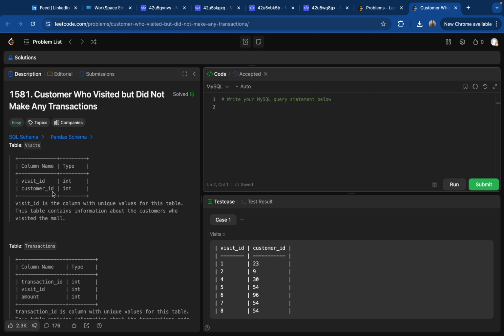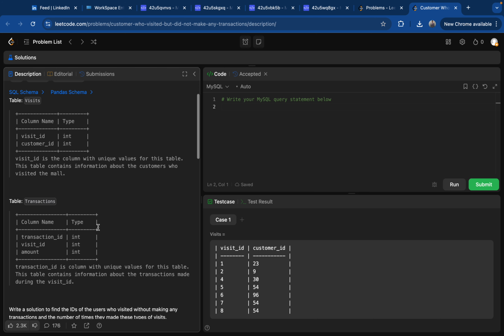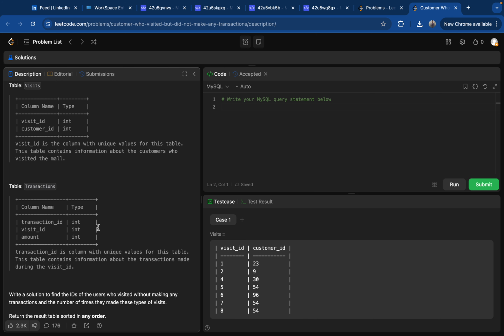Visits has two columns, visit ID and customer ID, both are integers. Visit ID is the column with unique values for this table. This table contains information about the customers who visited the mall. So customer 23 visited with ID 1, 30 visited with ID 4, and 54 visited with ID 5. Then he also visited again with ID 7, and he again visited with ID 8.